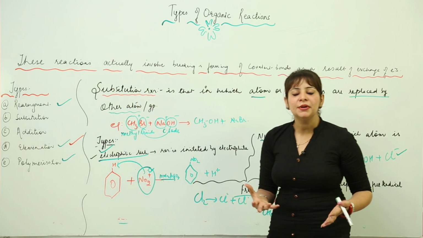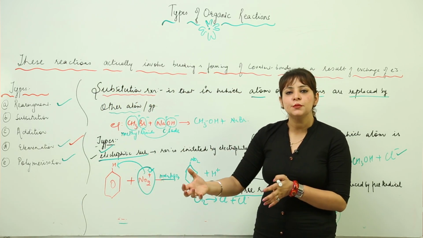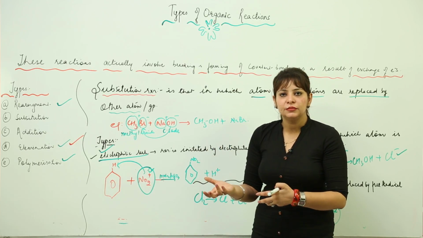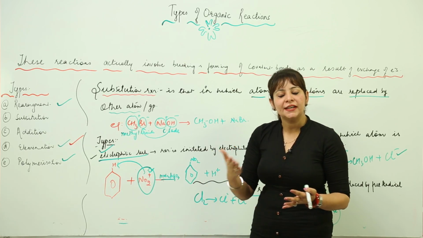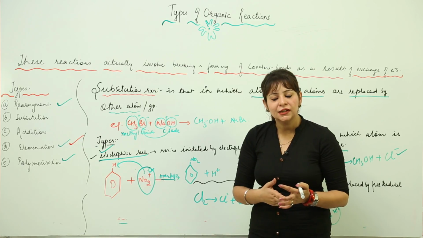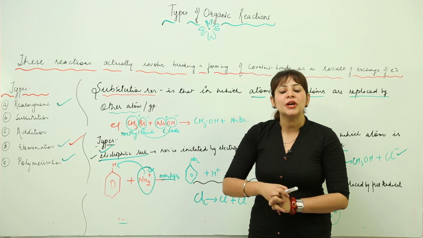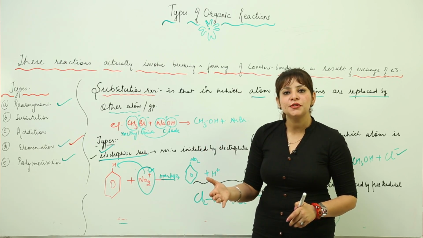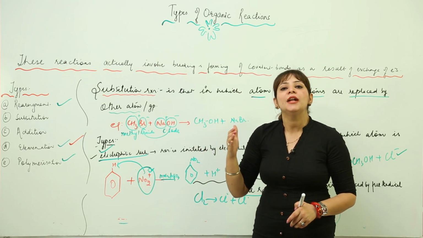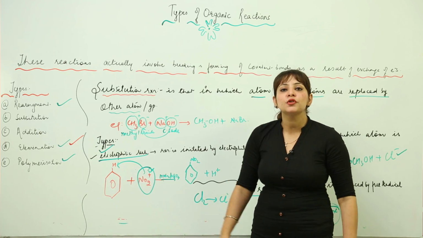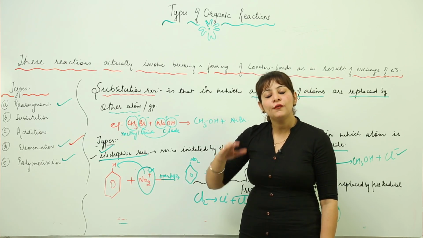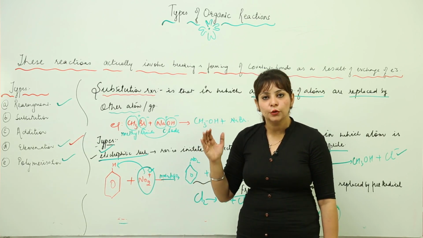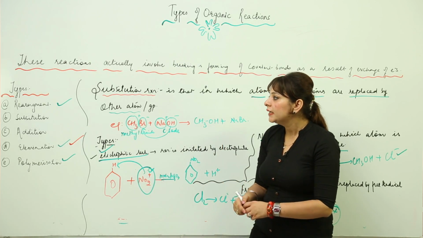So it is just simple that we are replacing an atom or a group of atoms with certain other atoms, and that can be an electrophile, a nucleophile, or a free radical. Depending upon which atom is replacing the other one, we classify it as electrophilic substitution, nucleophilic substitution, and free radical substitution. So you have to keep in mind that in this reaction obviously the replacement is going to take place. So this is the substitution.